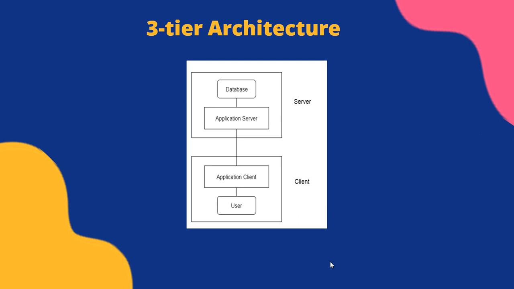So there are three types of architecture: single-tier architecture, two-tier architecture, and three-tier architecture.